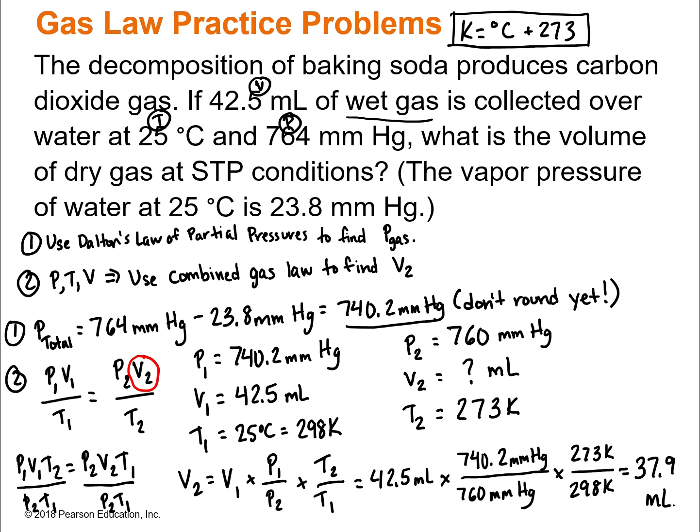Yep, 37.9 milliliters. That's our final answer. So to recap, the first thing we had to do was use the law of partial pressures to figure out what the pressure of our gas is. We used that pressure in the combined gas law along with all the other variables to solve for the volume of dry gas at STP conditions. Questions here? Or let me know if you're good.